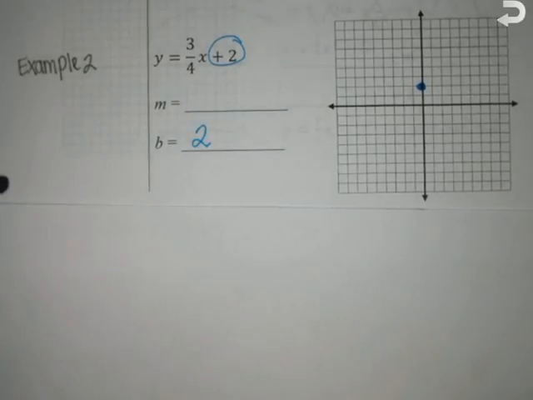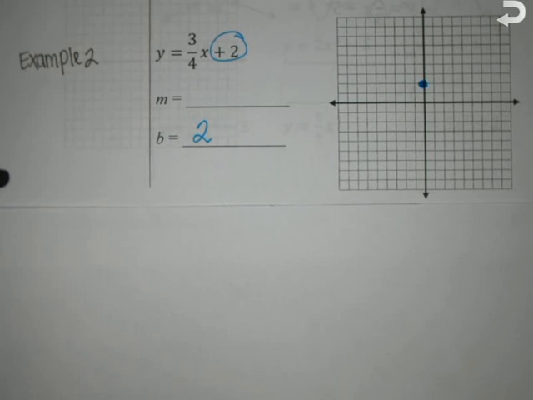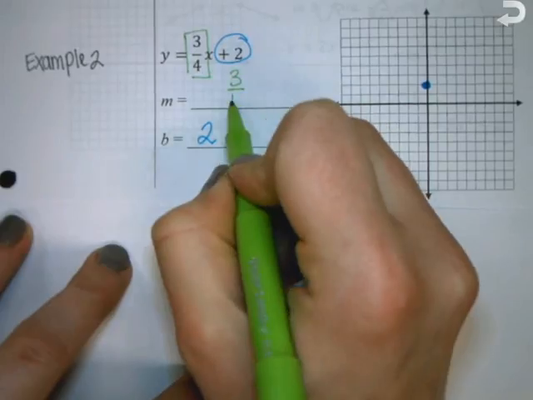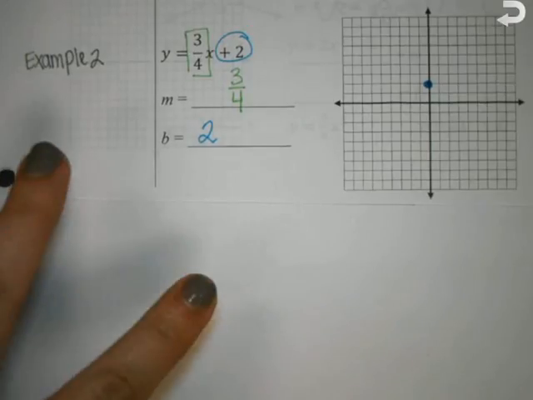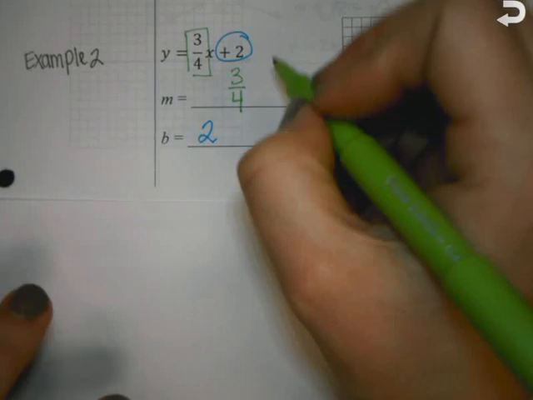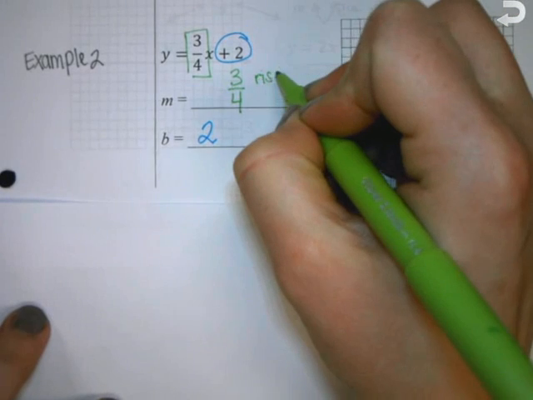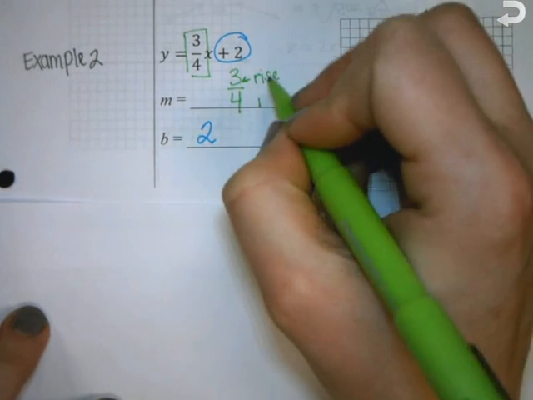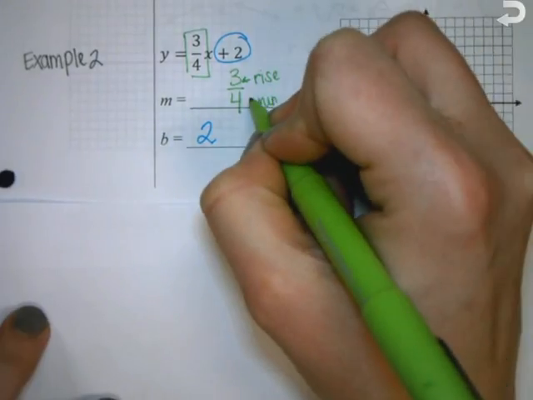Okay. What is the slope, Jessica? Very good. 3 over 4. Michael, what's the rise? Rise is 3. Rolando, run is? 4.